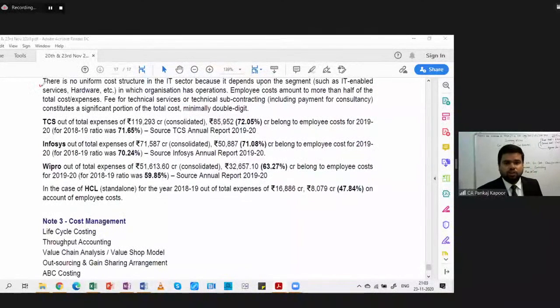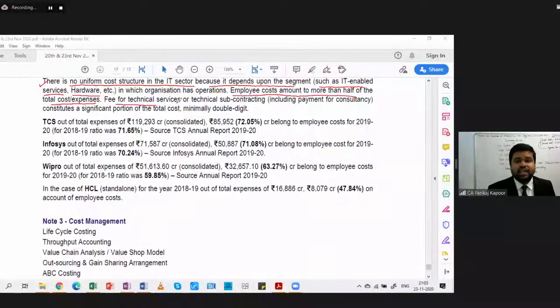So let's start discussing the cost structure. There is no uniform cost structure in the IT sector because it depends upon the segment in which the company is working. A company may be working in IT enabled services like TCS, which prepares ERP software and helps the organization to use that software. A company may be engaged in development of software, or in manufacturing of hardware, etc. So there is no uniform structure which we can apply to the IT sector. But one thing is noticed: employee cost is more than 50% of the total operating expenditure.